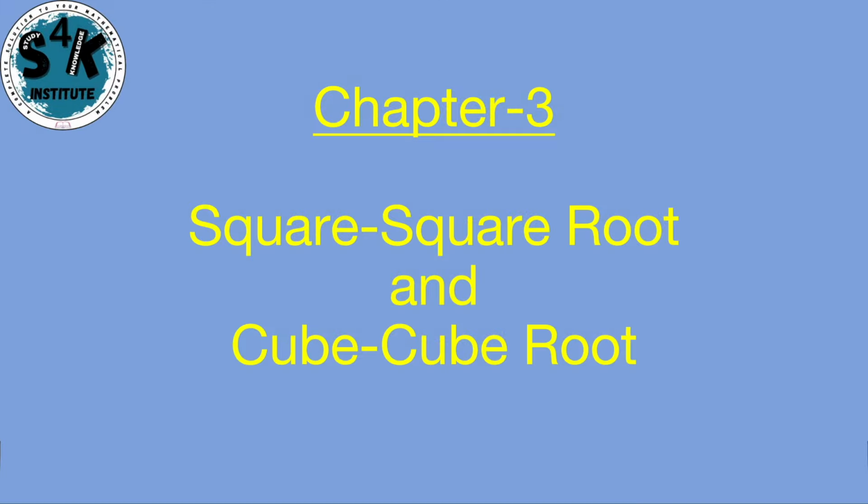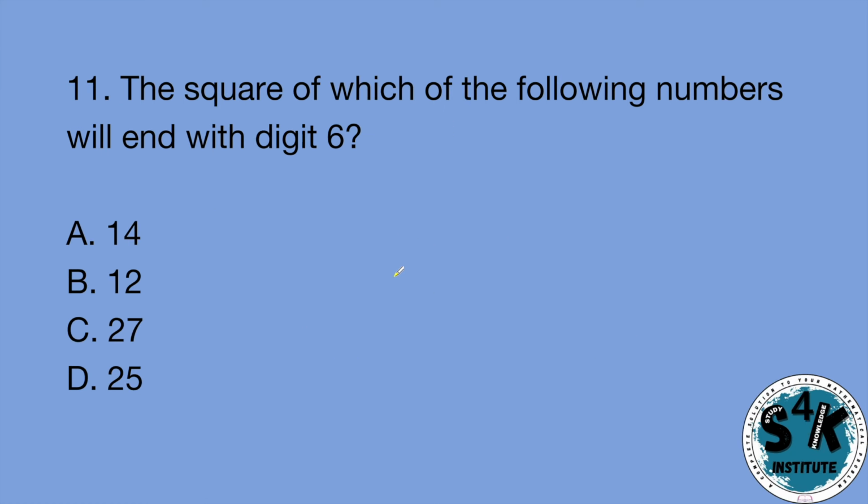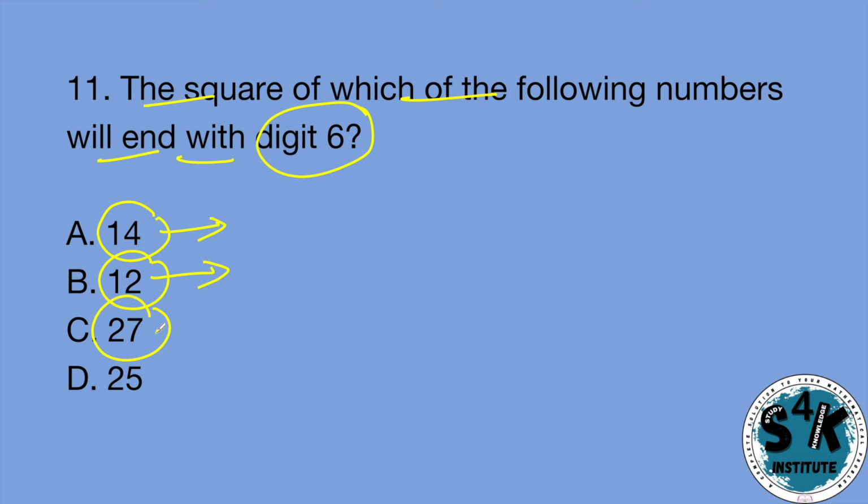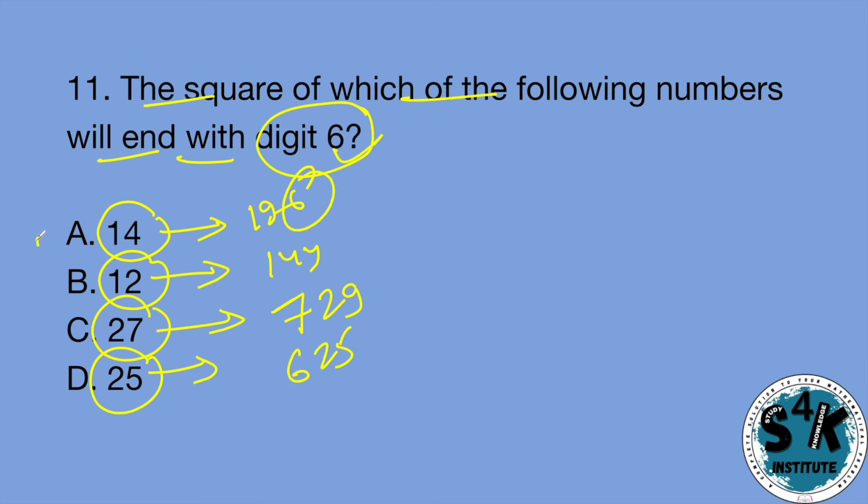Okay. Next we have square, square root and cube root. So let's do this question. The squares of which of the following numbers will end with digit 6? So when you do the square of these numbers, the last digit or unit digit should be 6. 14 square is 196, 12 square is 144, 27 square is 729, I guess. Yeah, 25 square is 625. So the number which ends with 6 is this. So the answer is A.